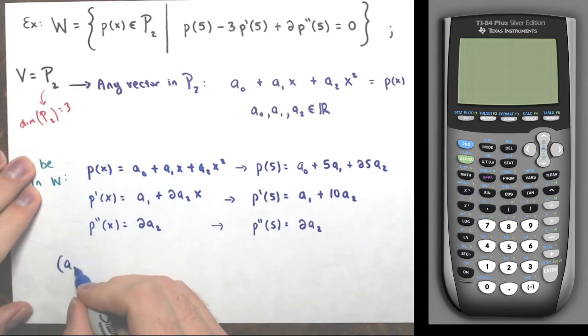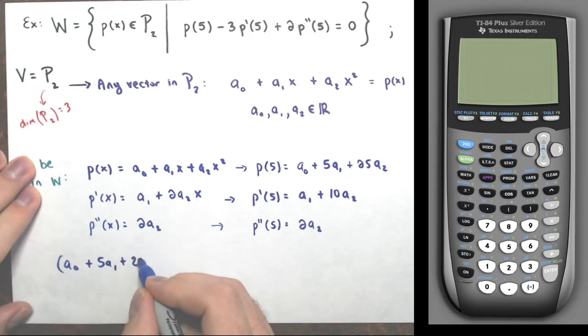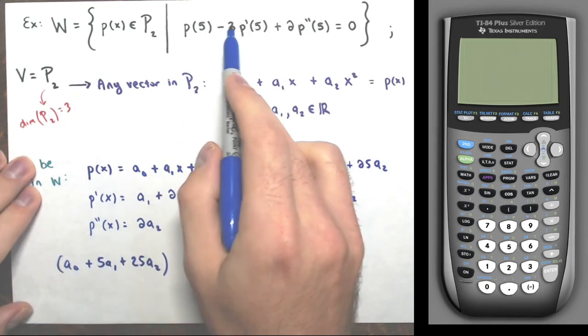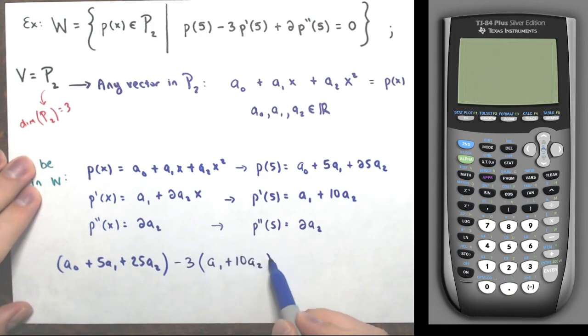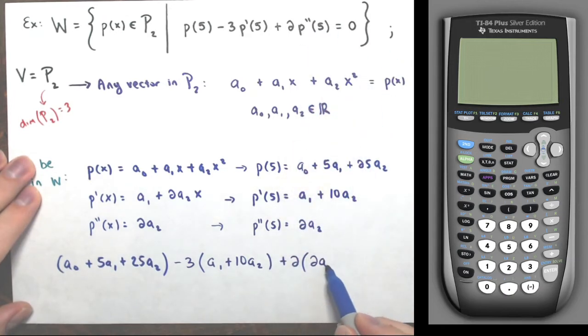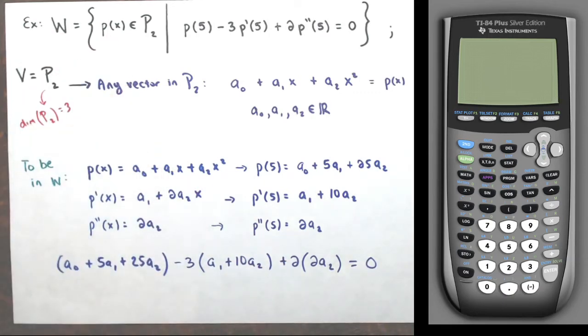I have a0 plus 5a1 plus 25a2. That's the value of any polynomial here at 5. Minus 3 times p prime at 5, a1 plus 10a2, and then plus 2 times the value of the second derivative at 5, which would just be 2a2. This must be equal to 0 if we are to have a vector in W, right? If we have a polynomial that actually belongs to W.